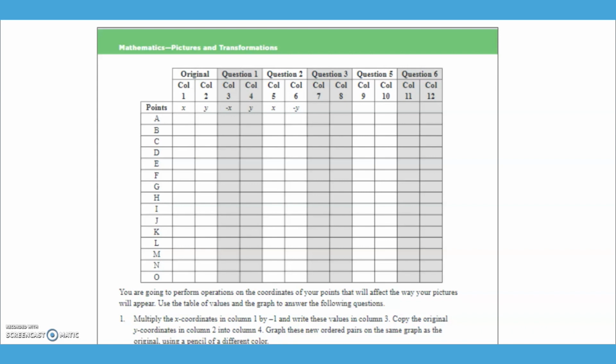So what I would like you to do is complete questions 1 through 7, and then you're going to submit your completed work to Canvas. Go ahead and take a picture of it, upload the picture, and I will be happy.